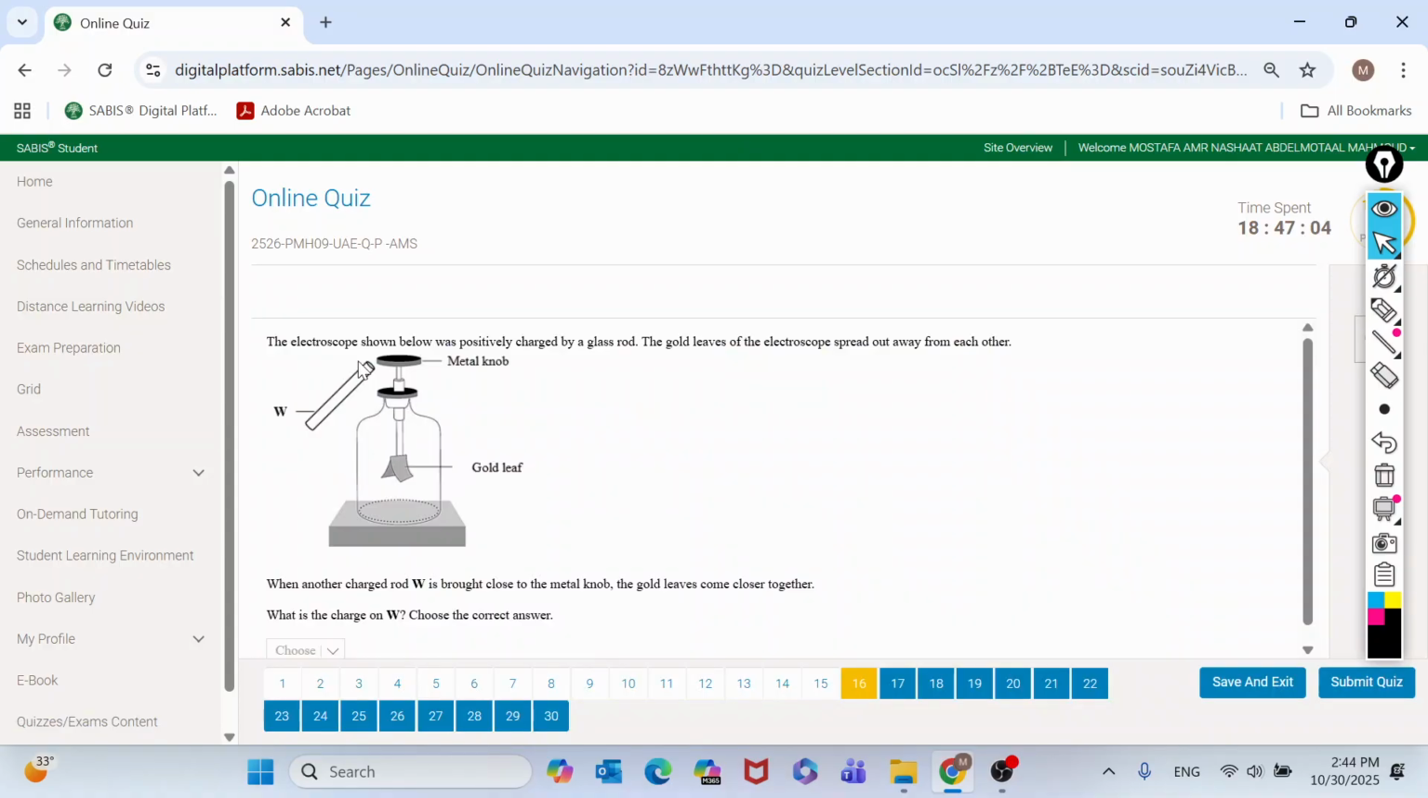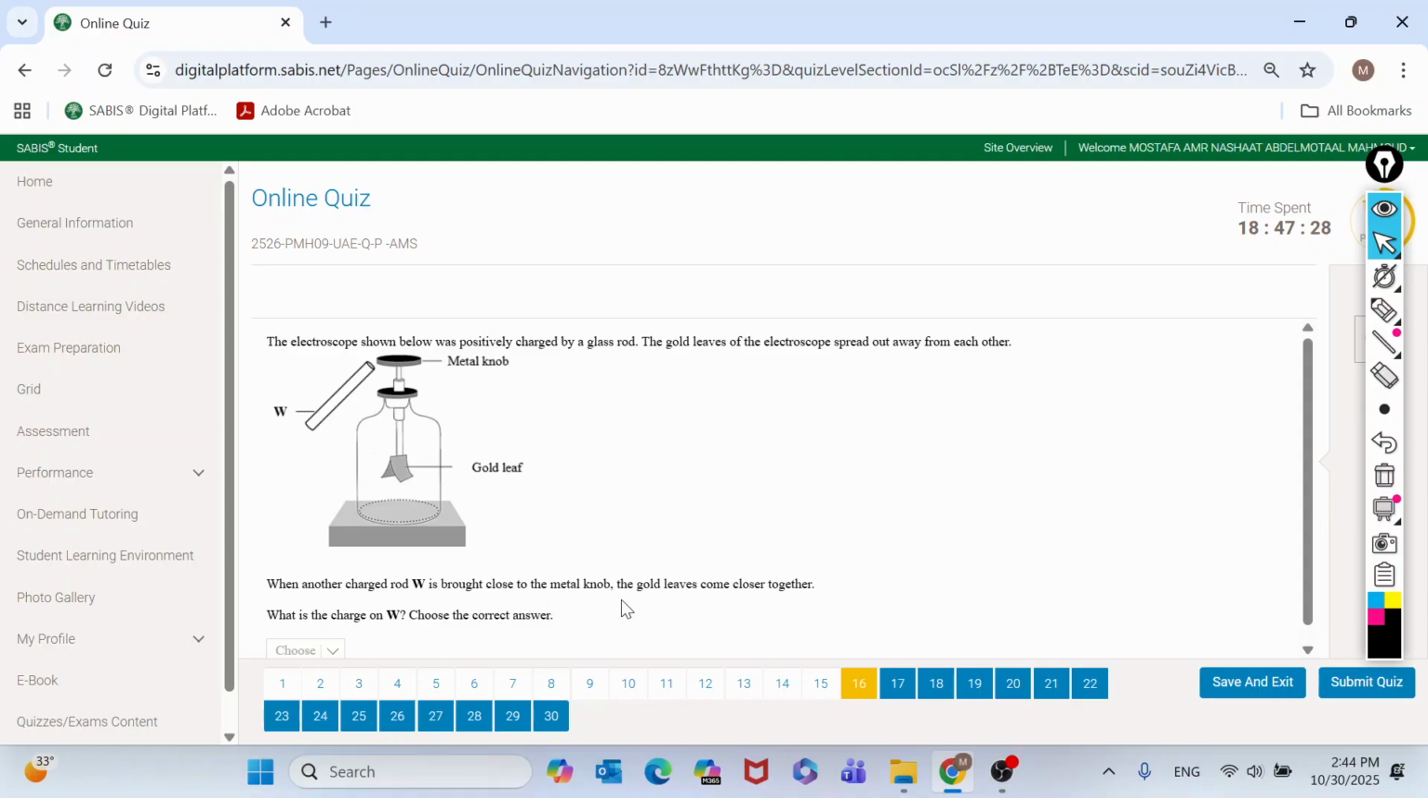Okay, the electroscope shown below was positively charged by a glass rod. The gold leaves of the electroscope spread out away from each other. When another rod W is brought close to the metal knob, the gold leaves come closer.